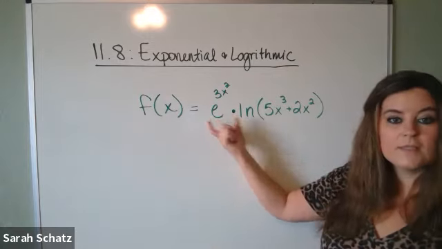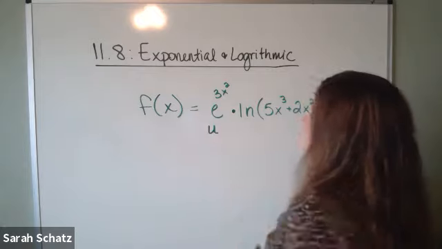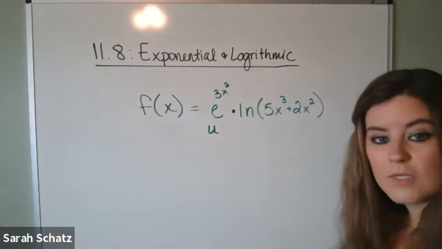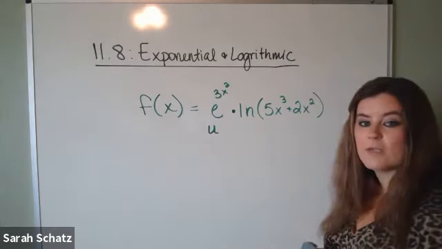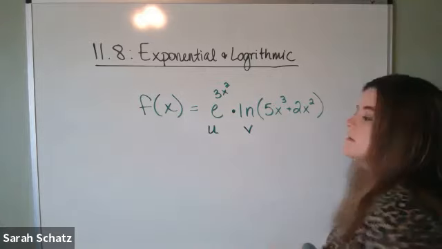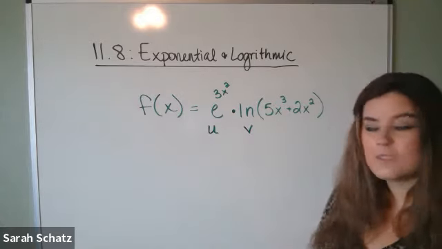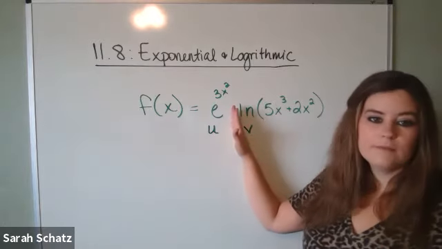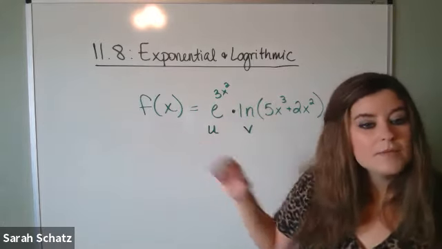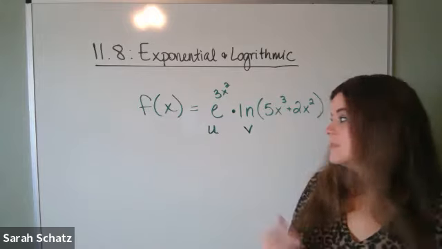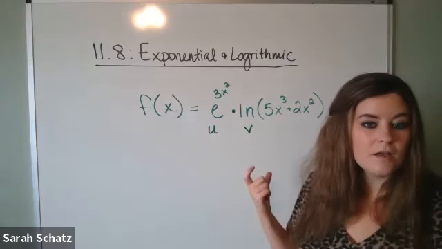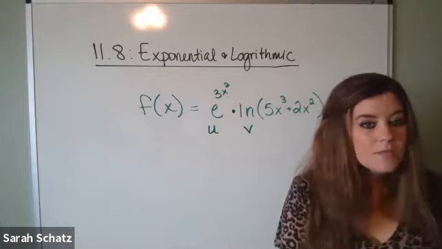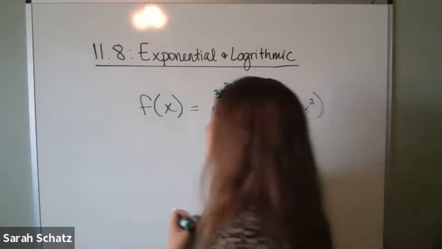So label, you can call this u, e to the 3x squared. V is going to be your natural log statement. Now if these were plus, you would just do them separately, right? But it's not plus, it's multiply. Anytime you have an e times a natural log statement, that's going to be a product rule situation.